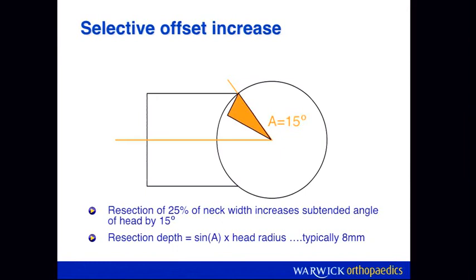So if we removed about 25% of the width of a neck in a hip that has a 55-degree alpha angle, then we'll increase the subtended angle of the head by 15 degrees. Another way of looking at that is that the resection depth on the head-neck junction, as we increase the offset, can be calculated with the sine of the angle we want to achieve multiplied by the radius of the head. And to get a 15-degree increase in coverage of the head, we typically need to remove about 8 millimeters in an average size man.